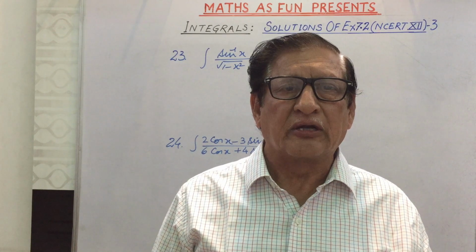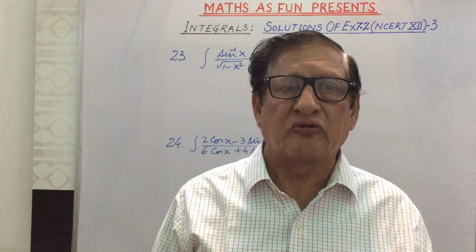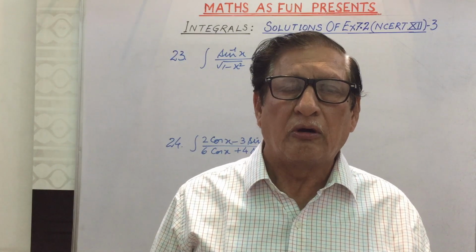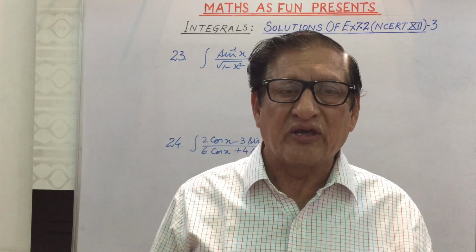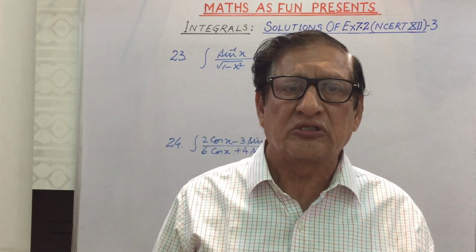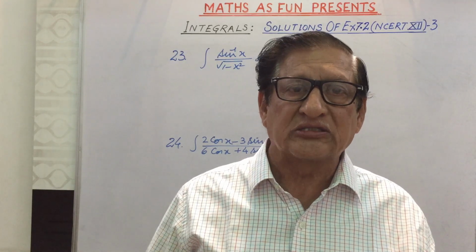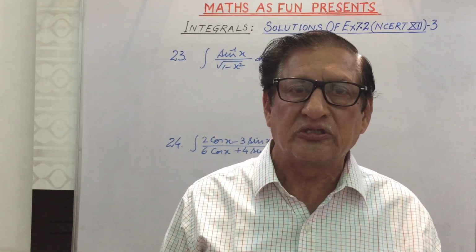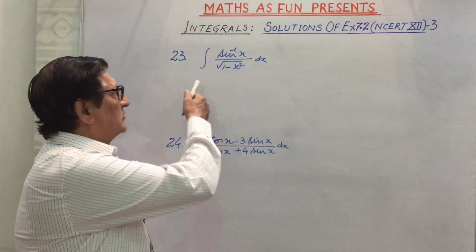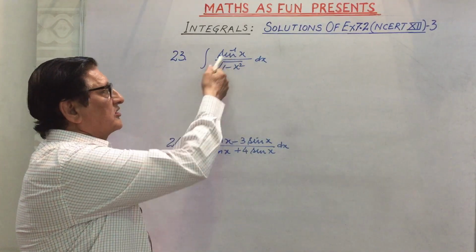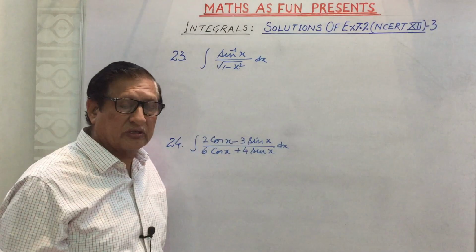Hello everyone, continuing with the solutions of the problems from exercise 7.2 on integration. We have already learnt about the solutions from question number 1 to question number 22. In this video, we are starting question number 23 onwards. And question number 23 here is integral of sine inverse x upon root of 1 minus x square.